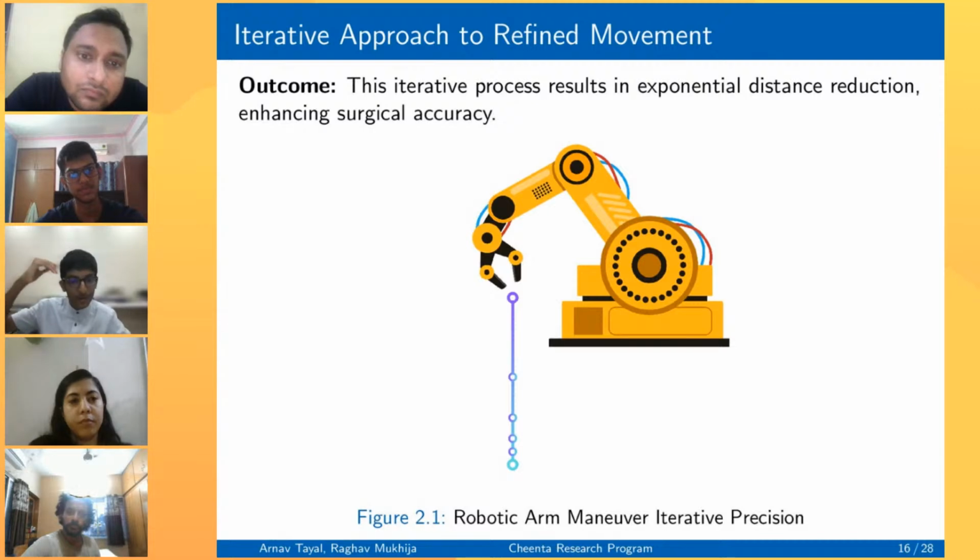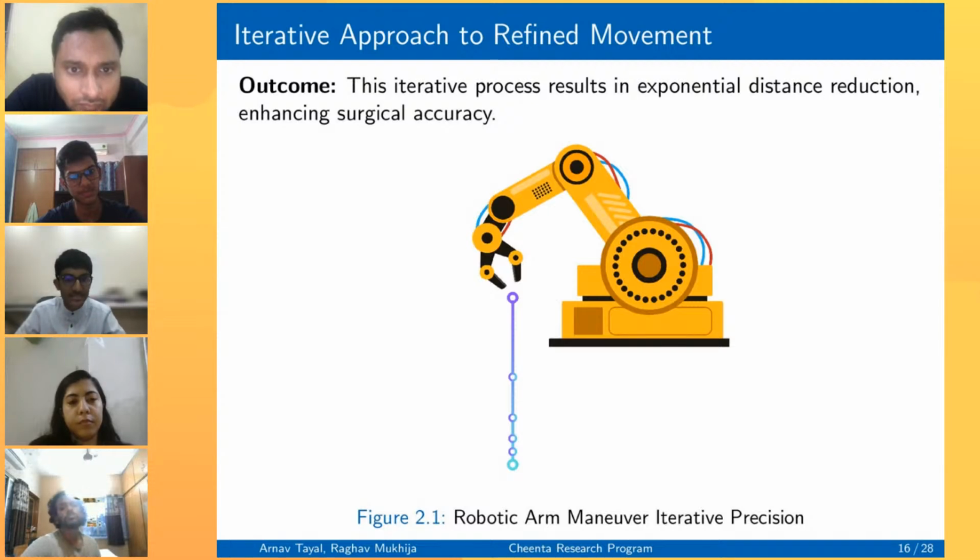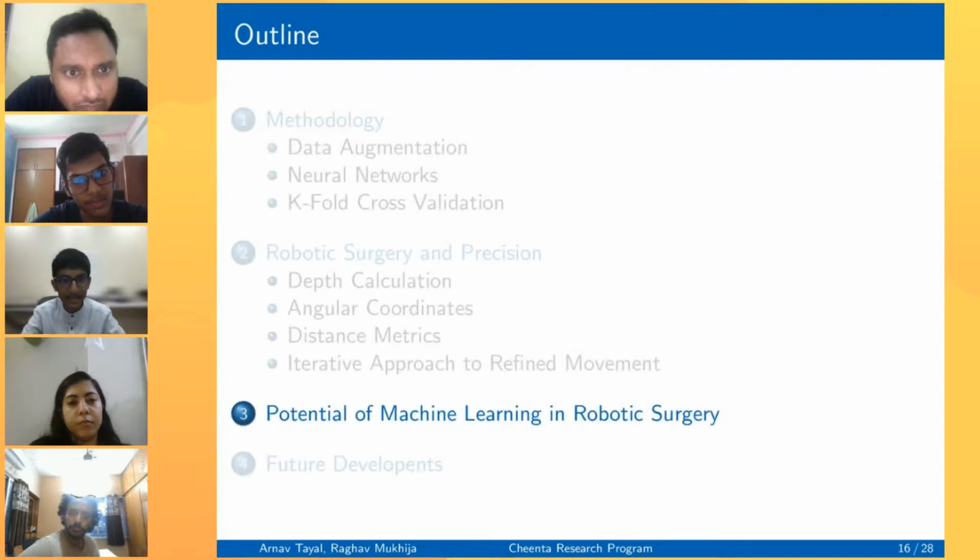So the robotic arm moves in steps that reduce exponentially, which leads to more refined and accurate movements. So if there are some errors or some deflections in the movement, we can easily overcome these hurdles and have the most refined and accurate movements as desired in very complex surgeries. The next slide.